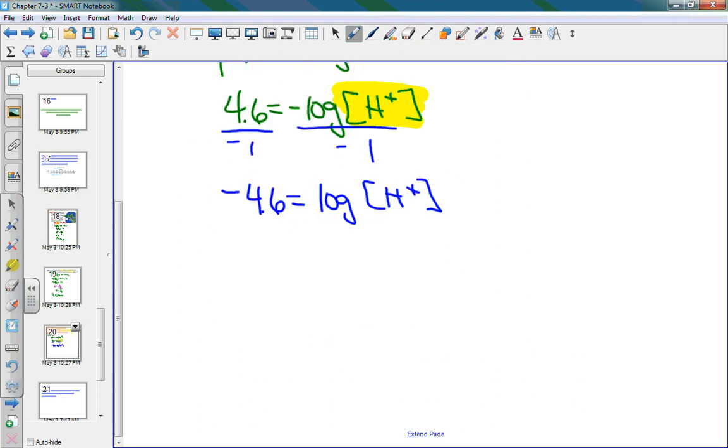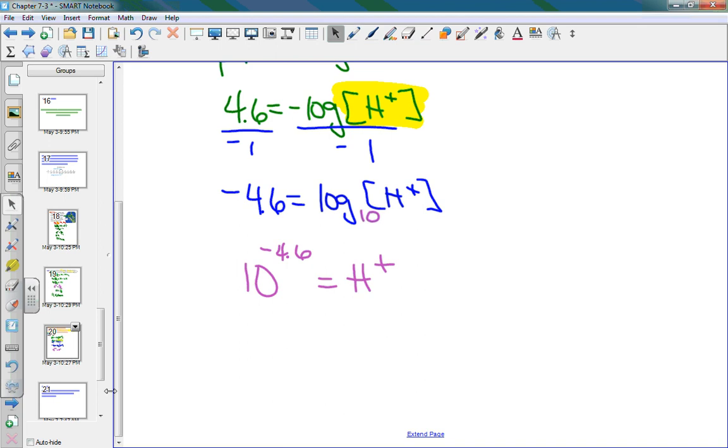Now, do we like logs? No. What does our brain work in? Exponentials. So how do I write this as an exponential? What's the base of that log? 10. The base of the log is 10. So I'm going to have 10, look across the equal sign, to the negative 4.6 is equal to H+.